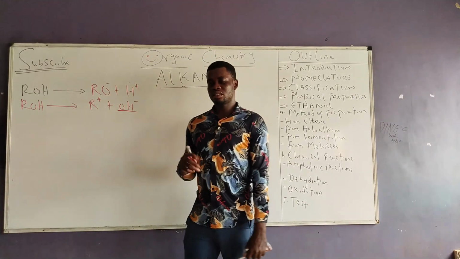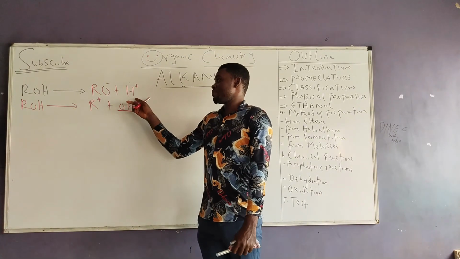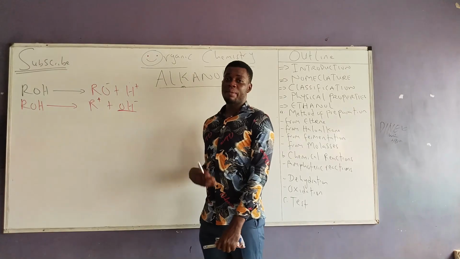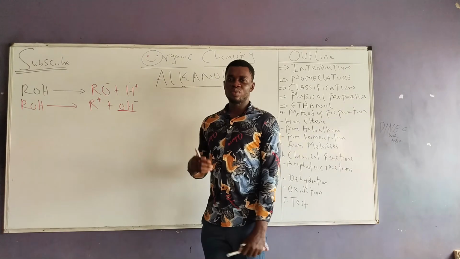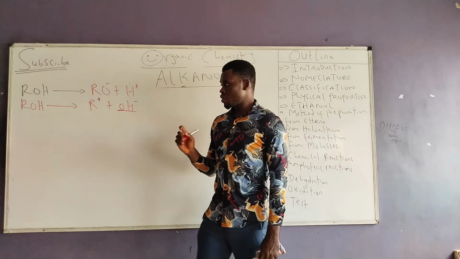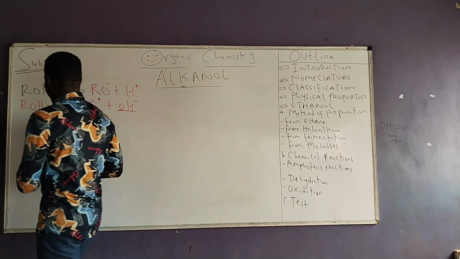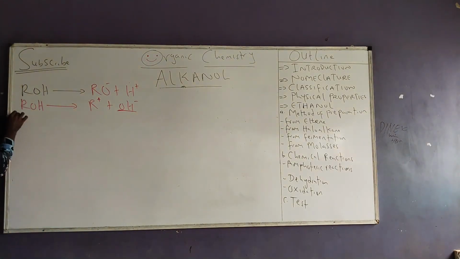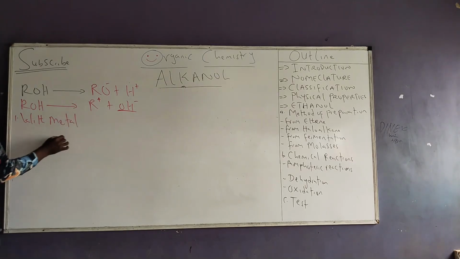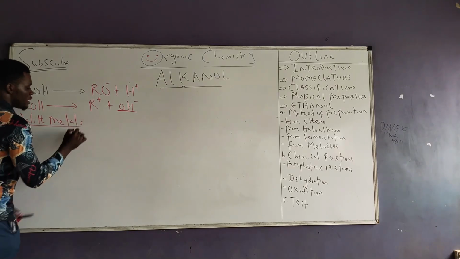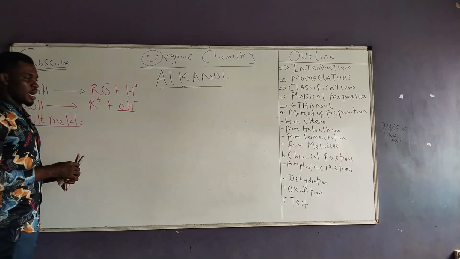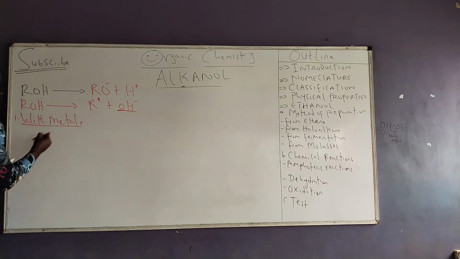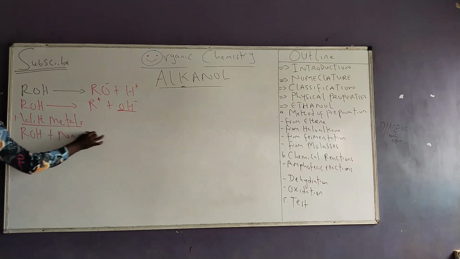So let's give examples of reactions that might be slightly acidic, or they might fall under basic characters. For example, reaction with electropositive metals. So alkanols have the ability to react with electropositive metals to liberate hydrogen gas. So for instance, this is ROH, it can react with an electropositive metal, Na.